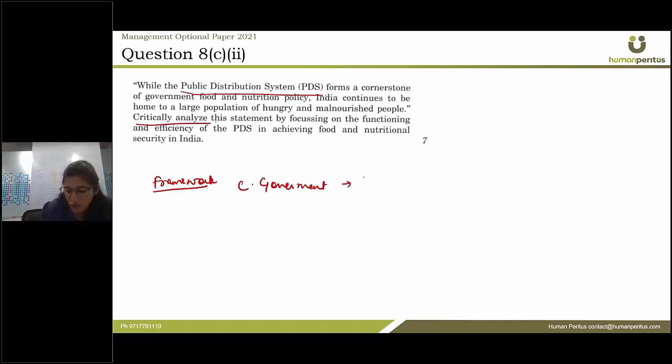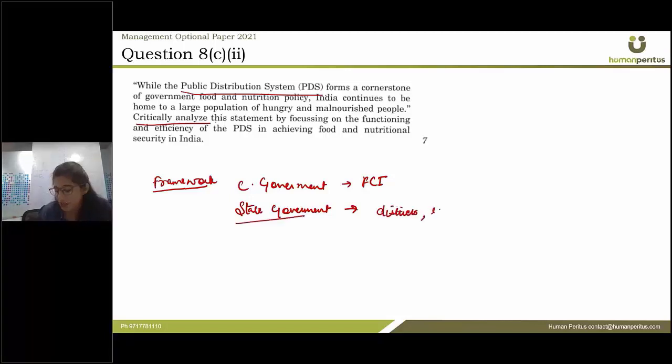It does the procurement, etc., through the FCI. Finally, the procured food grain is sent to the state governments, which further allocate it to the districts. And the role of the state government is also there in the issuance of ration cards, identification of families, etc. So this is a little bit about the framework of the PDS system. How is it working in our country? Finally, we will talk about why the system has been blamed for inefficiencies. Now we will write about some of the issues and how to address them.